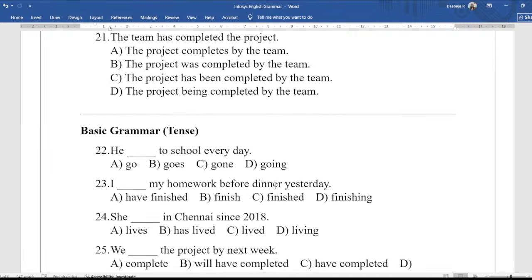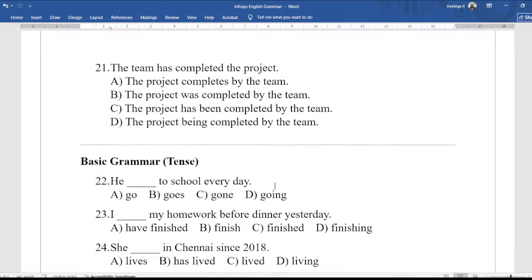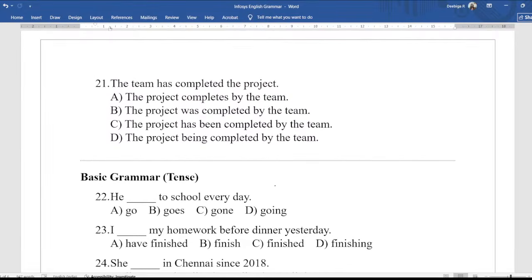basic grammar, they will test your tense skills. Okay. He dash to school every day. In basic grammar or in basic tense too, you need to find the keyword in the sentence. Once you find the keyword, this keyword will basically be very helpful for you in finding the tense. Okay, so here the keyword is every day.